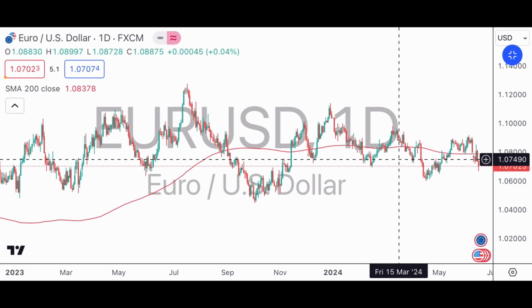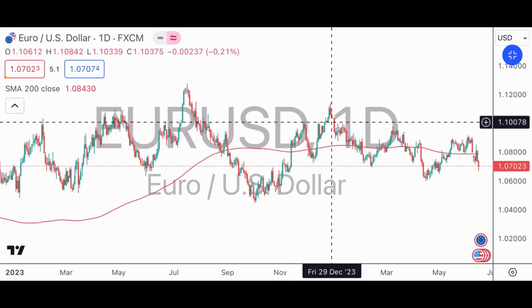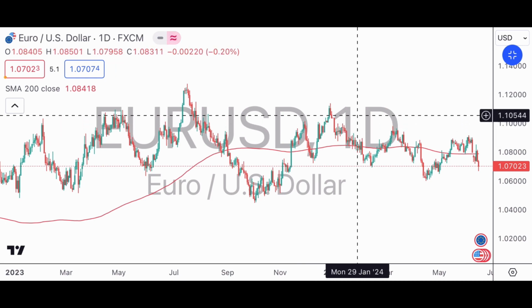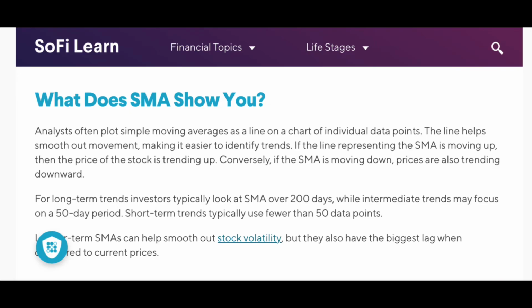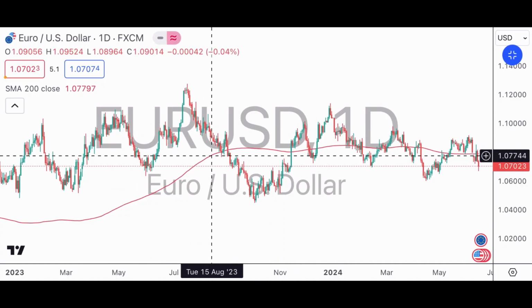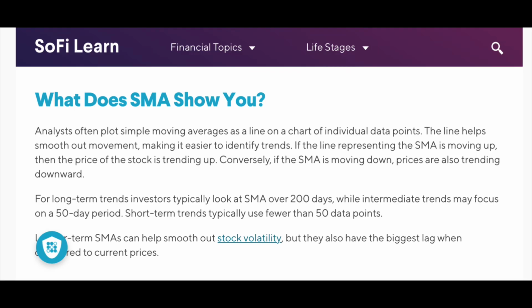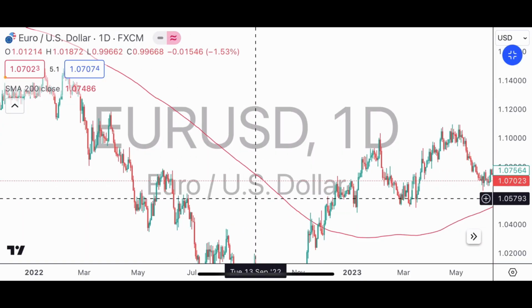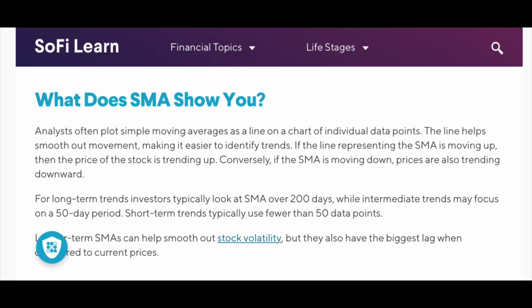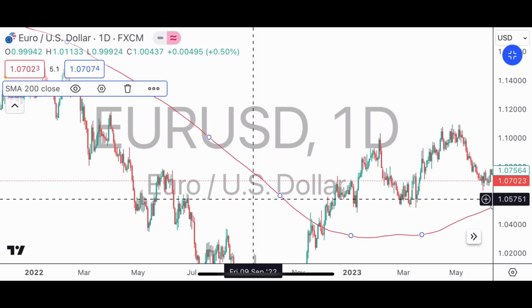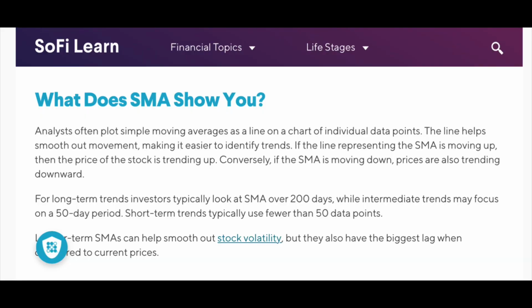That way it's easier to read this as opposed to trying to understand what's going on in terms of price action. If the line representing the simple moving average is moving up, so for example over here, then the price is trending up. Conversely, if the SMA is moving down, then price is trending downwards, like over here for example. For long-term trends, investors typically look at the SMA over a 200-day period, which is what I have right here. For intermediate trends, many focus on a 50-day period. Short-term trends typically use fewer than 50-day periods.